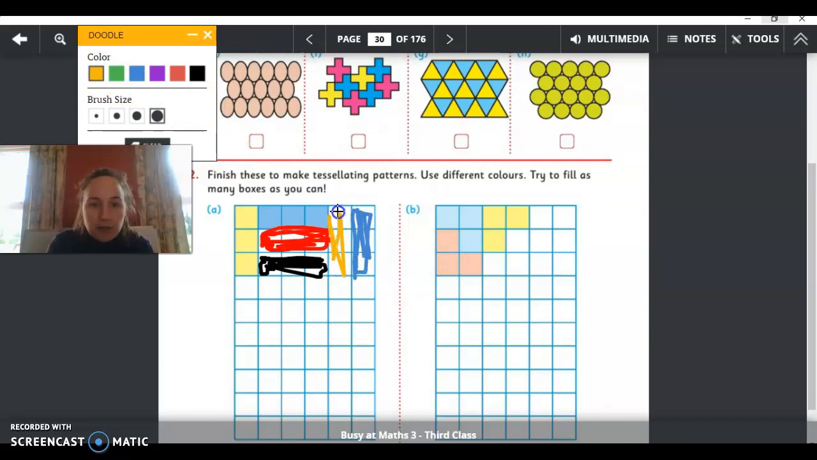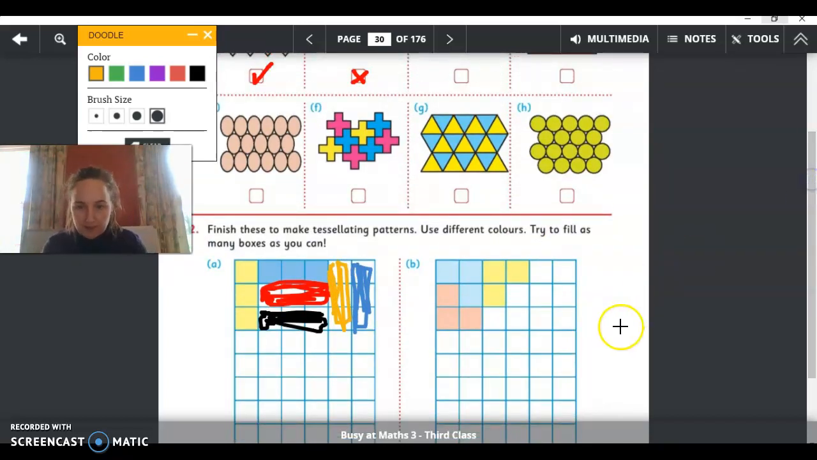Something like that. Okay, it all fits in, and there'll be no spaces. Or if you're doing this one, you'll be going a different direction, like they have done there. And maybe blue. And continuing on a pattern.